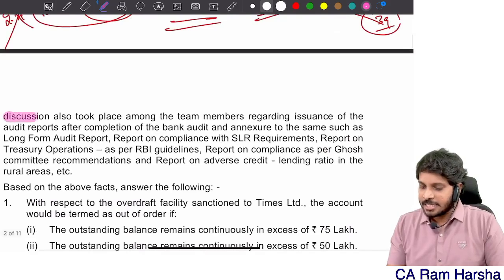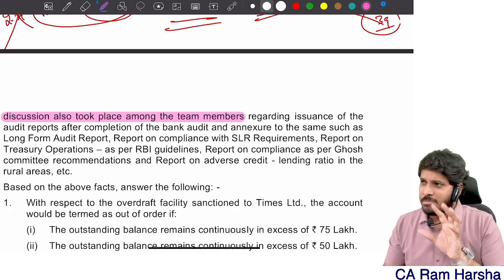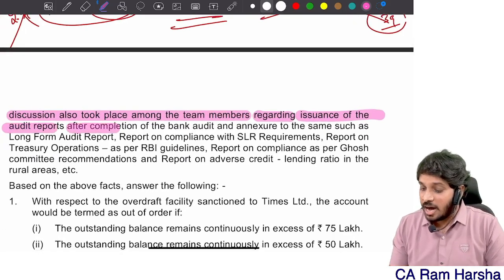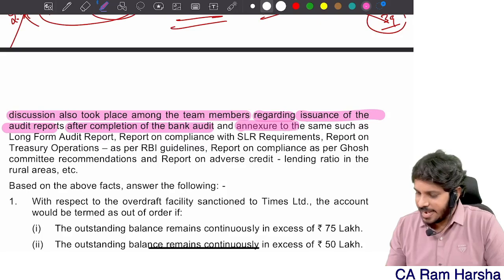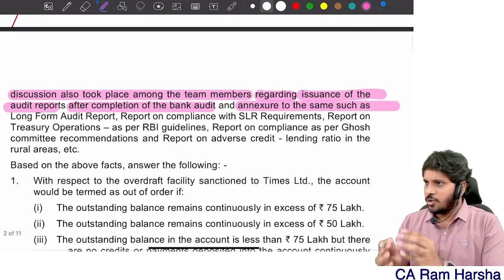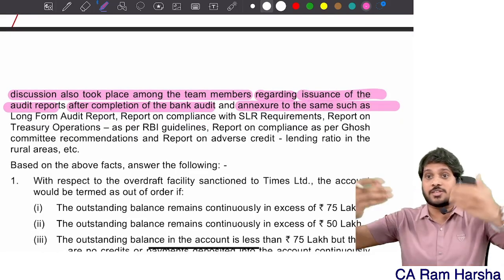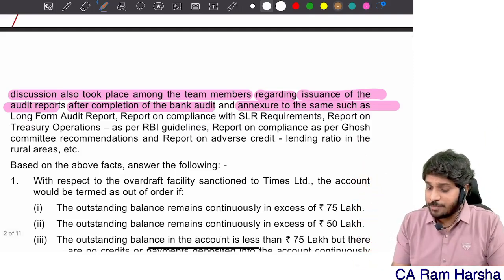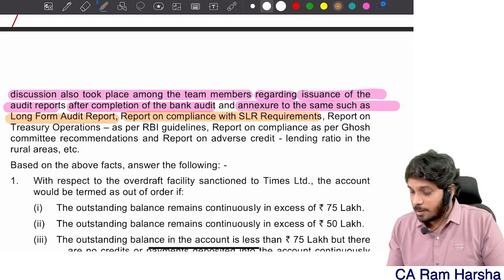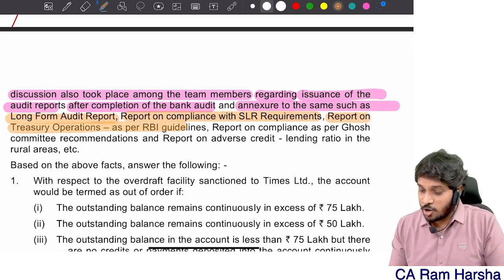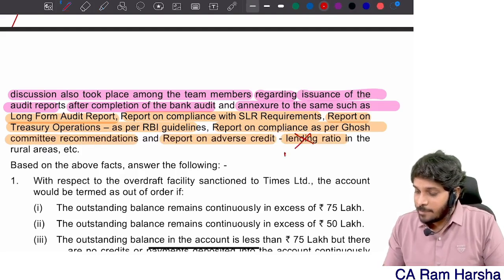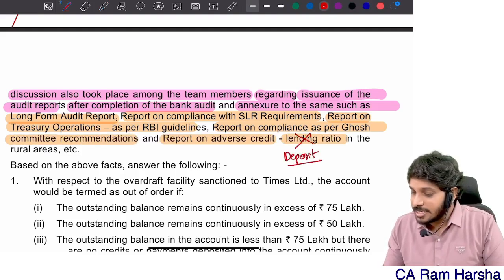Further, a discussion took place among the team members. Team means the audit team, engagement team, regarding issuance of audit reports after completion of bank audit and annexure to the same. Once we complete the bank audit, we have to give various reports to the bank. Central auditors have to give various reports. What are the additional audit reports? Long form audit report, report on compliance with SLR, report on treasury operations, report on compliance as per Ghosh Committee recommendation, report on adverse credit deposit ratio. What is it?